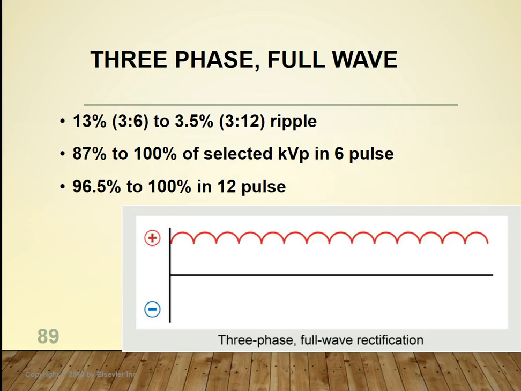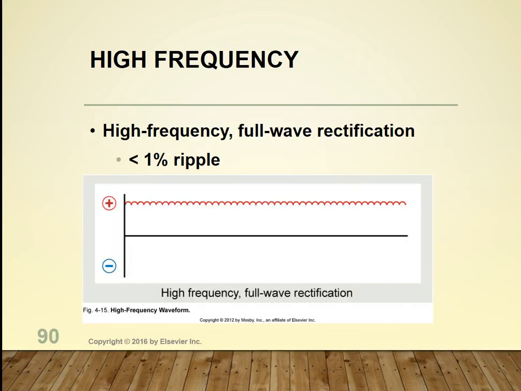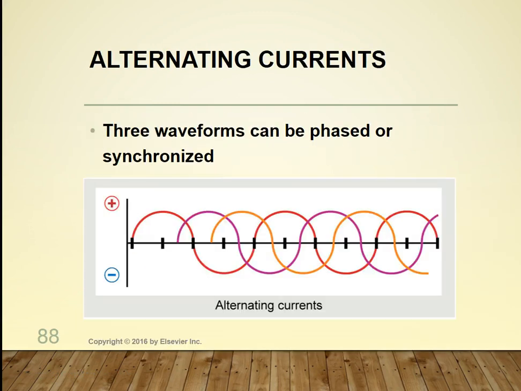We can have a 3-phase 6-pulse that has 13% ripple, or a 3-phase 12-pulse that can give you up to 3.5% ripple, or you can have a high frequency full wave rectification with less than 1% ripple. And if you ever see these pictures, you should be able to see what they actually stand for.